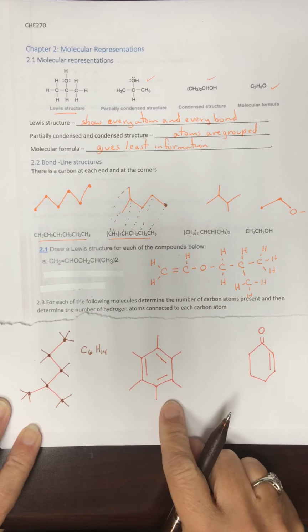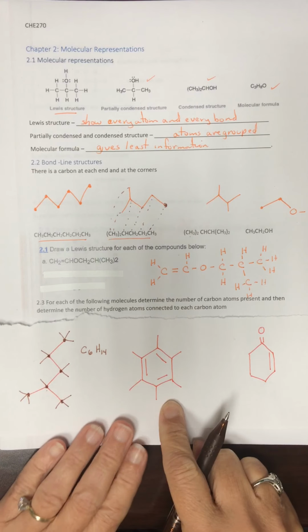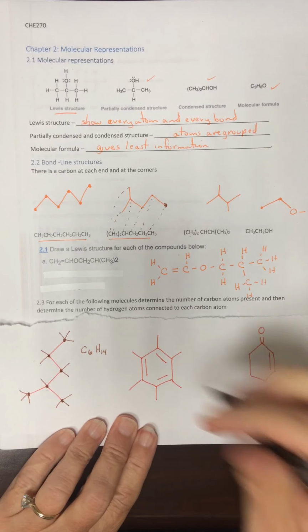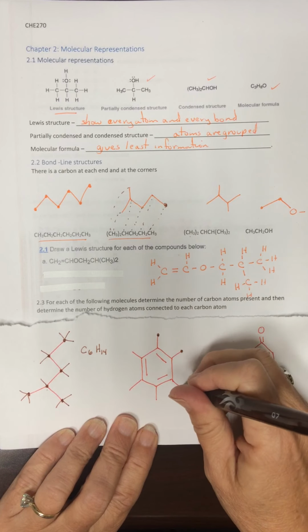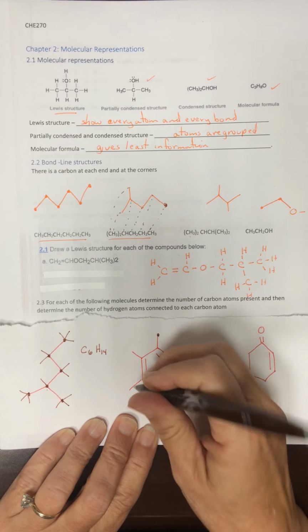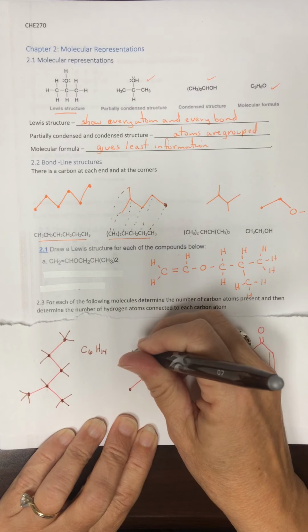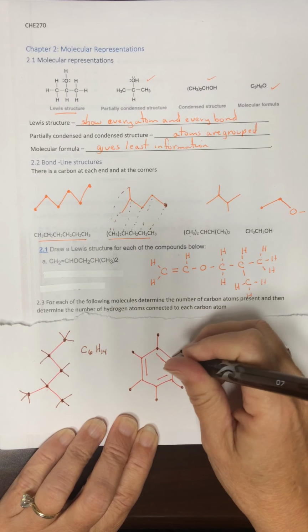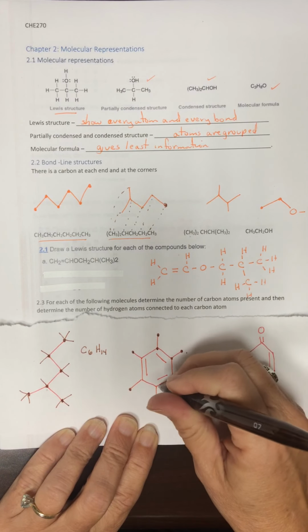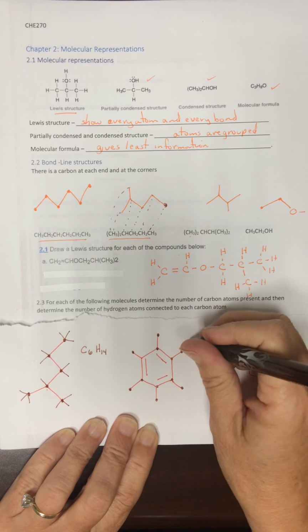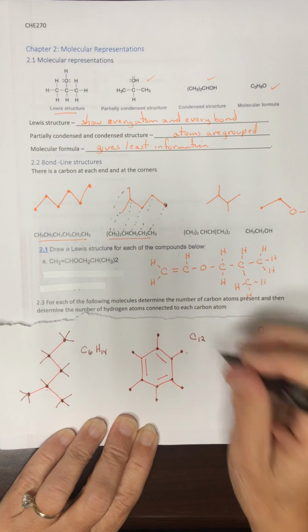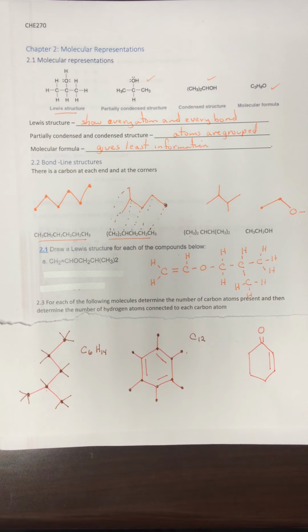Okay, so this one's a little more interesting. First, we're going to count carbons. Got a carbon here, carbon here, carbon here, carbon here, carbon here. All these ends are carbons, and then all these bends are carbons. So that gives us 12 carbons. And then let's figure out our hydrogens.